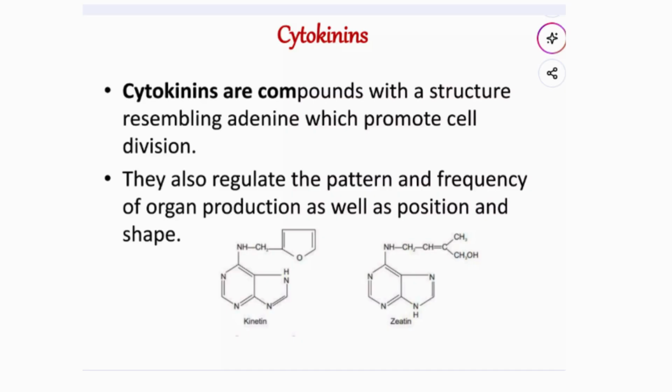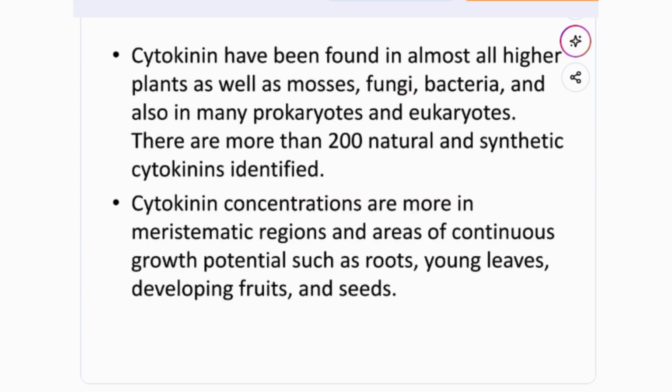The second is the cytokinins. Cytokinins are compounds with a structure resembling adenine which promote cell division. They also regulate the pattern and frequency of organ production as well as position and shape. Cytokinins have been found in almost all the higher plants as well as in the mosses, fungi and bacteria, and also in many prokaryotes and eukaryotes. There are more than 200 natural and synthetic cytokinins identified.